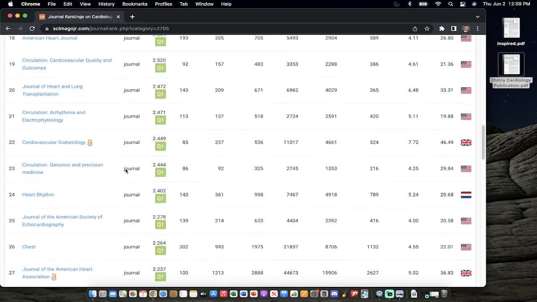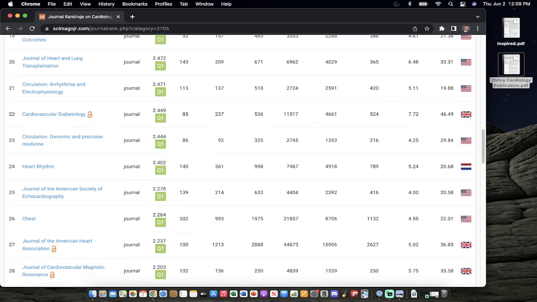Now, one thing that you will see as I'm scrolling through these rankings is this little open sign over here. This means that the journal is open access. In other words, you can access their PDFs for free, and you're able to learn more about what's being published by not having to pay for the publications.